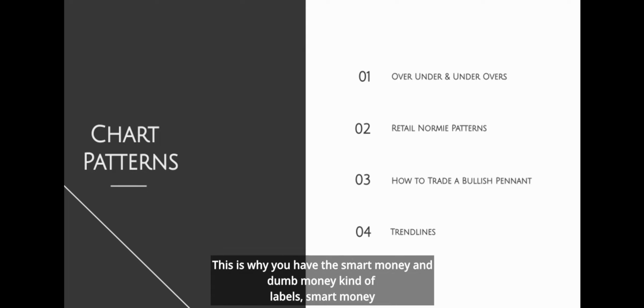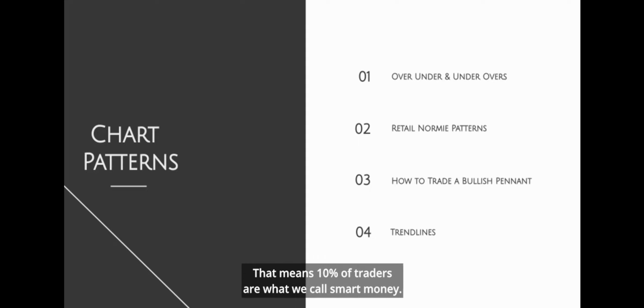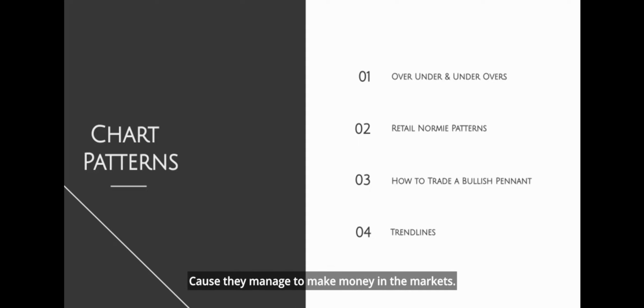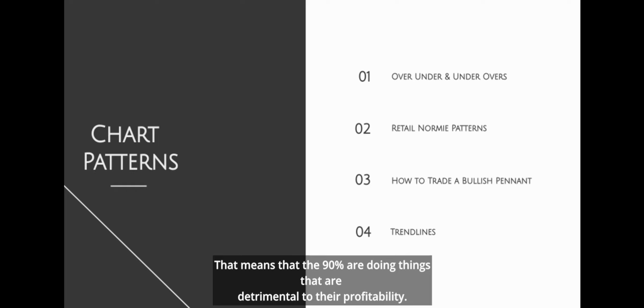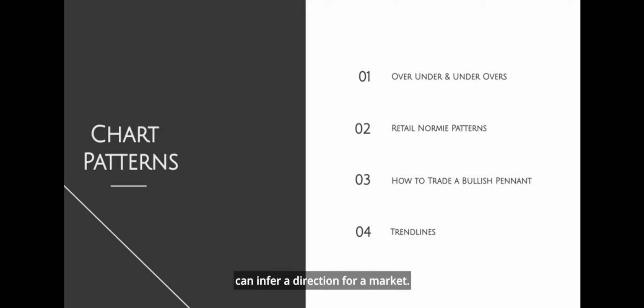This is why you have the smart money and dumb money kind of labels. Smart money is inherently a smaller number of people. The number gets thrown around a lot: 90% of traders lose. Let's say that's true. Obviously, nobody knows the exact number. Let's say 90% of traders do lose. That means 10% of traders are what we call smart money because they manage to make money in the markets. That means that the 90% are doing things that are detrimental to their profitability. One of those things is being lazy and thinking that a simple pattern can infer a direction for a market.